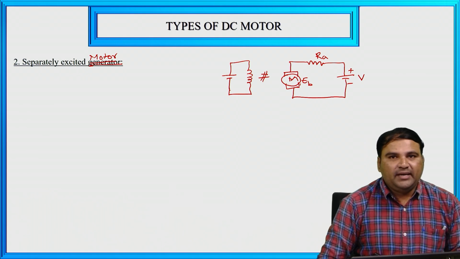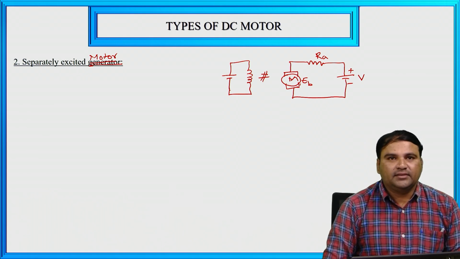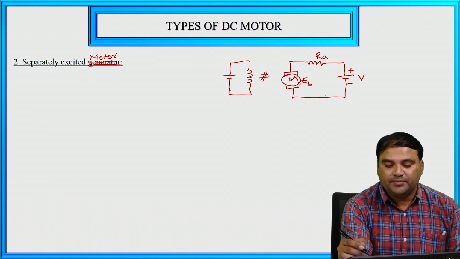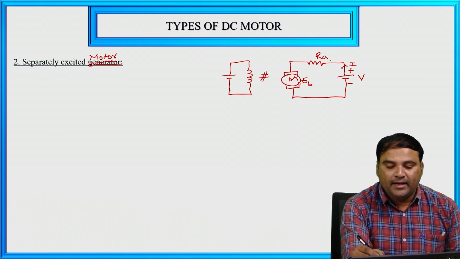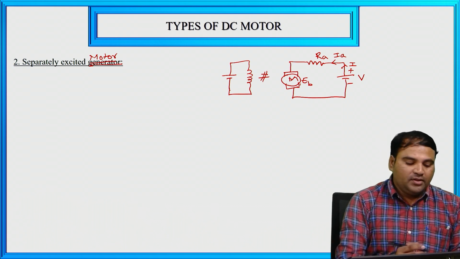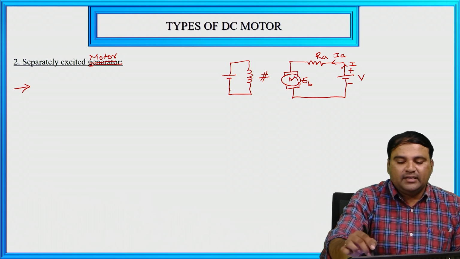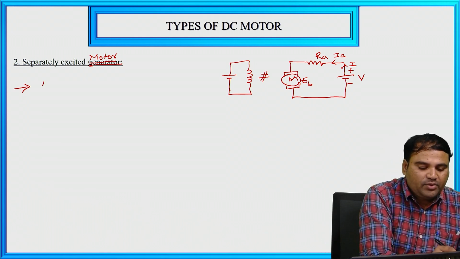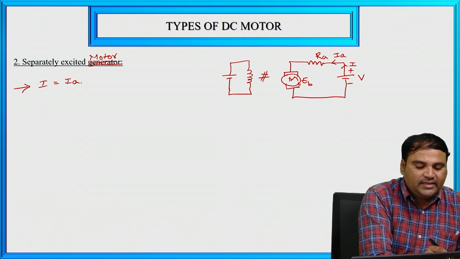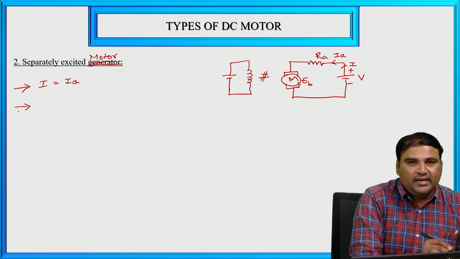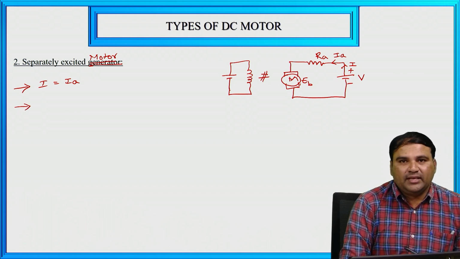Now for the separately excited DC motor also we need to write the current, voltage and power relations. So first give the current directions for the circuit. From the source we are having the total current, that is I, and the current through RA is IA, that is the armature current. Now first the current relation. Here the entire circuit is a series circuit, which means the total current is equal to the armature current. So I is equal to IA is the current relation.